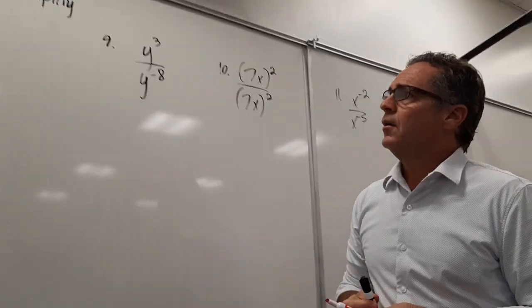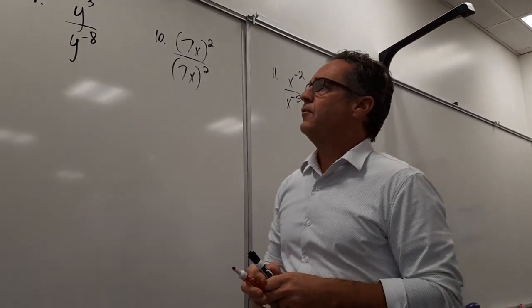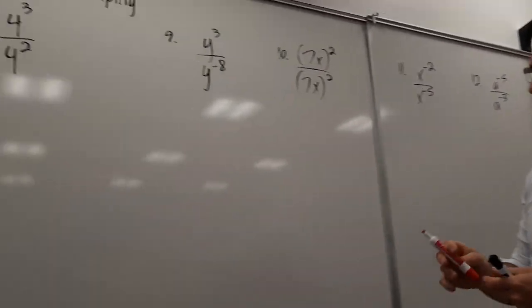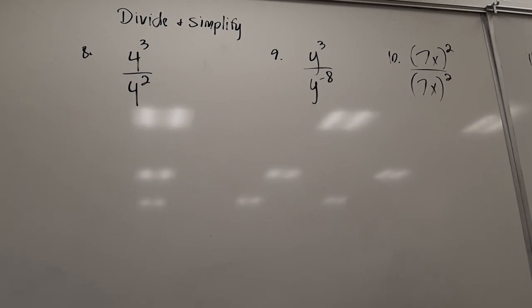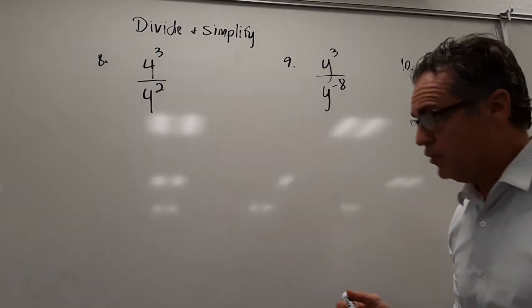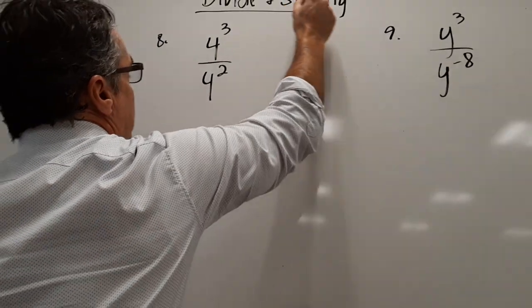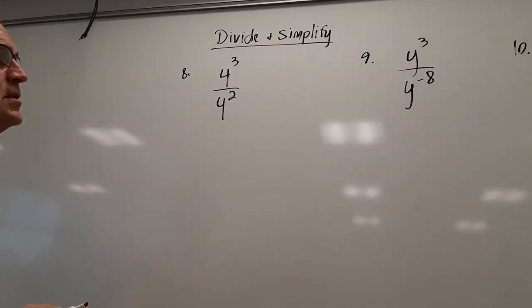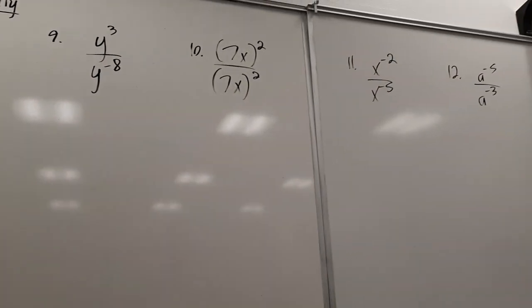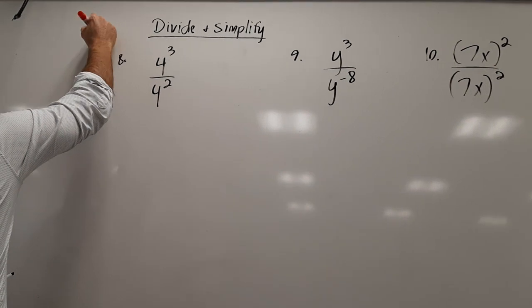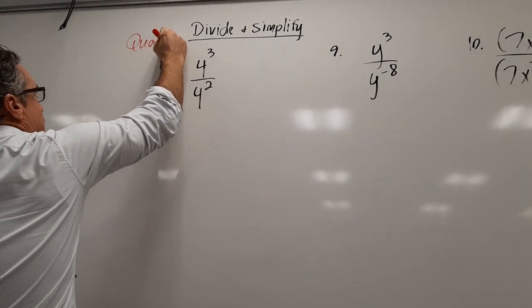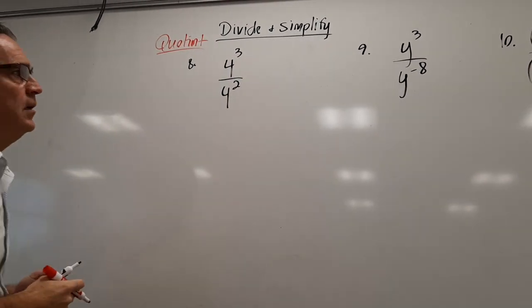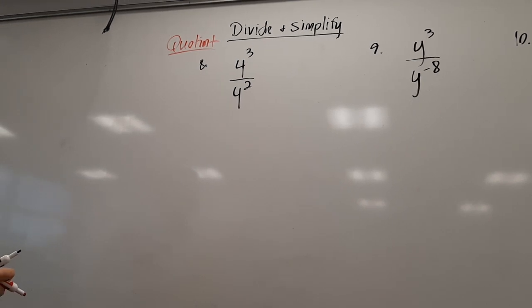We'll pause. Okay, so the next directive in 8 through 12 is to divide and simplify, which gives us a hint that this is going to be using the quotient rule. All 5 of these are ultimately related to the quotient rule. So I'm going to write that right here. Some of them will mix in the negative exponent rule.